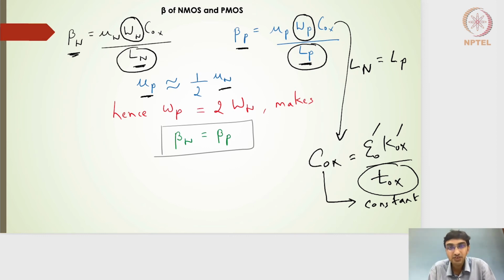So in that case, if I want beta N and beta P to be the same, and the mobility of holes is half that of the electrons, then I need to increase the width of the PMOS appropriately. If I scale the width of the PMOS such that it is twice the width of the NMOS, then I will have the betas of the NMOS and the PMOS be the same.